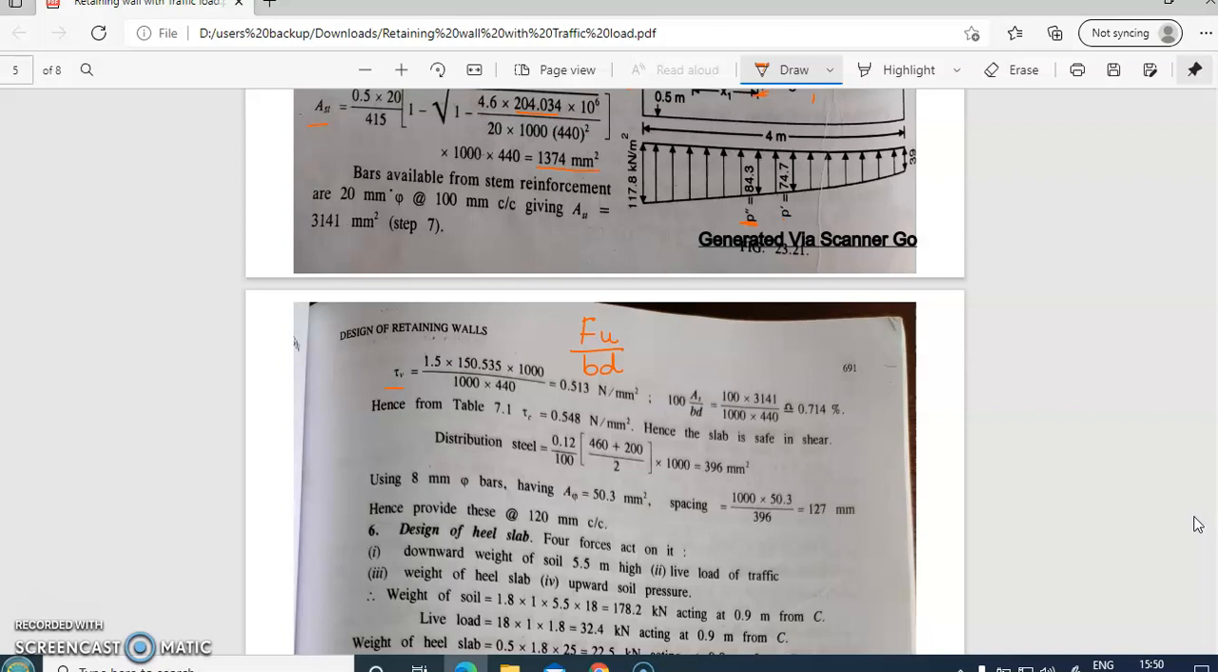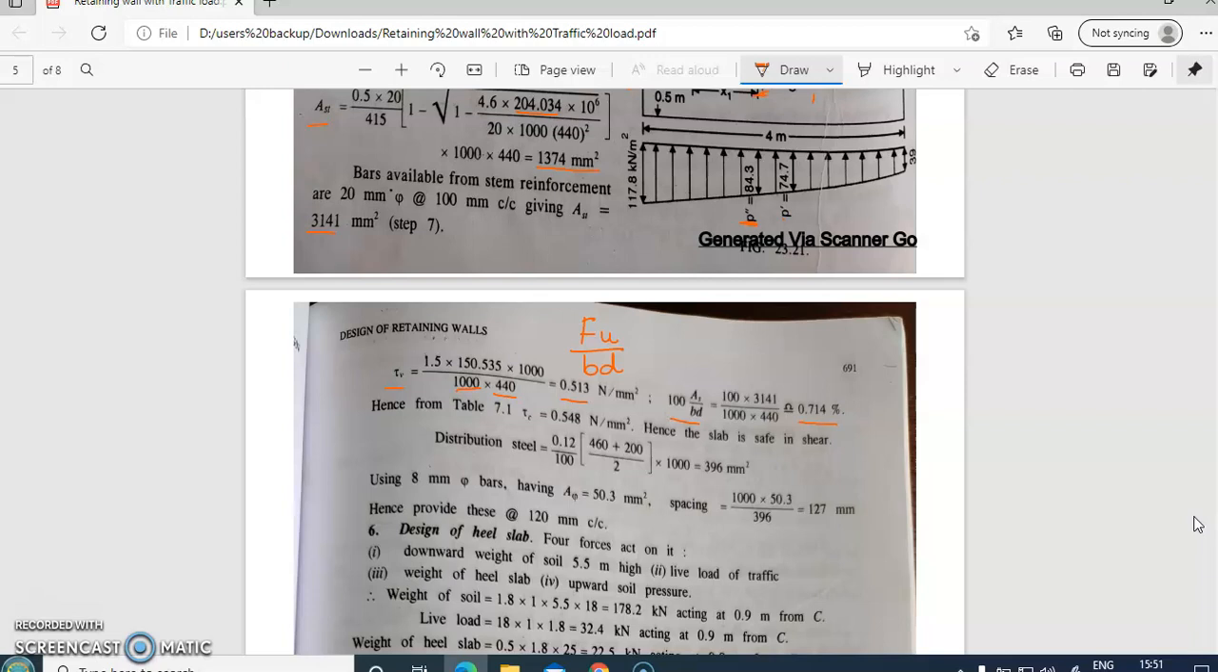150.535. That we'll multiply by 1.5 to make it a factored load, into 1000 to convert it into Newton, and divided by B is 1000 and D is 440. So we get tau V as 0.513 Newton per mm square. The amount of steel that is provided, or the percentage of steel, is calculated as 100 AS upon BD, and AS is 3141 mm square. So substituting this, we will get 0.714%.